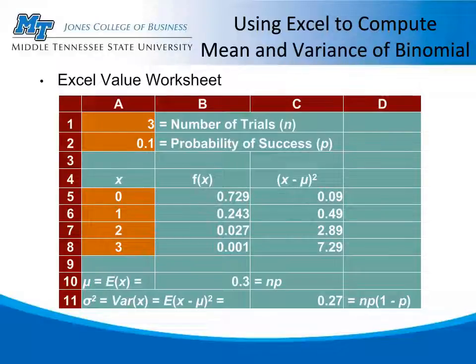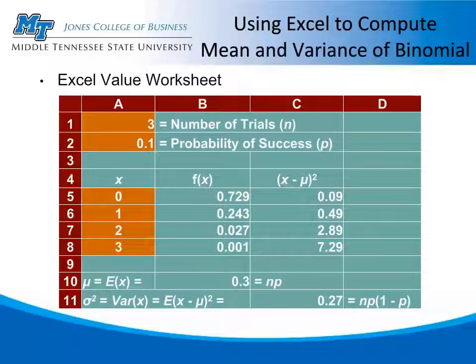Then in column C, the difference or the deviation between the x value and the mean being 0.3, those differences squared were calculated. So for example, in row 5, you take the difference between 0 and the 0.3 and you get a negative 0.3, and you square it and you come up with a 0.09 that's in C5. Likewise, in row 6, you take the difference between the 1 and the mean. 1 minus 0.3 is 0.7, and you square that and you come up with the 0.49 that's in C6.